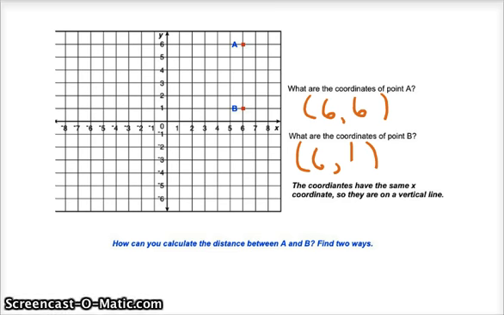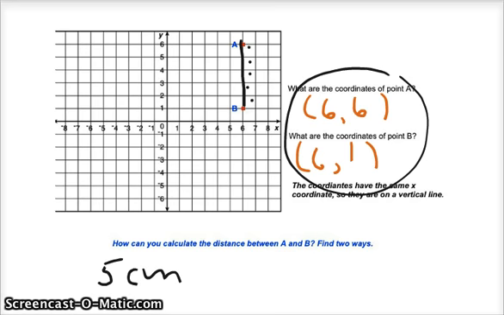Okay, here's another example. Coordinate A is at 6, 6. Coordinate B is at 6, 1. Okay, they have the same x coordinate, so they're going to form a vertical line. You can see right from here. Okay, and again, if you want to calculate the distance between A and B, you can count the units. There's 1, 2, 3, 4, 5. Okay, so again, we would have 5 centimeters here. Or you could subtract the y coordinates. 6 minus 1 is 5 centimeters. And again, that works fine in this example because there are positive values.